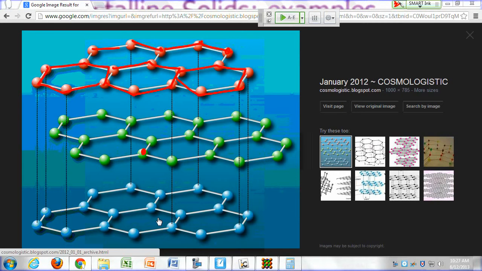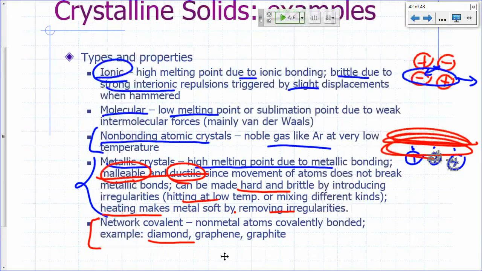And where do you find graphite? The lead of your pencil. Those sheets of carbon atoms just slide off your pencil and attach onto your paper, right? All right, so those are some types of crystalline solids.